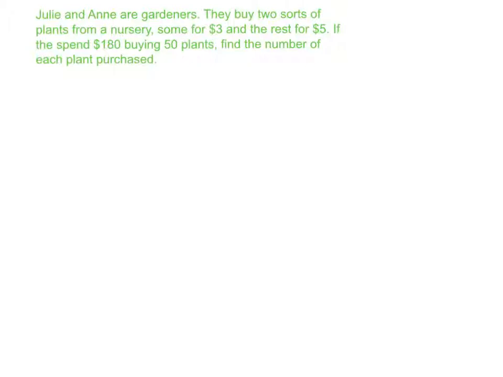Julie and Anne are gardeners. They buy 2 sorts of plants from a nursery, some for $3 and the rest for $5. If they spend $180 buying plants, find the number of each plant purchased.